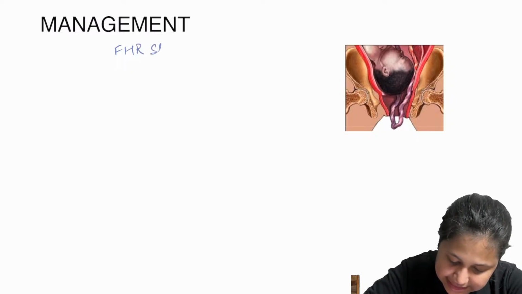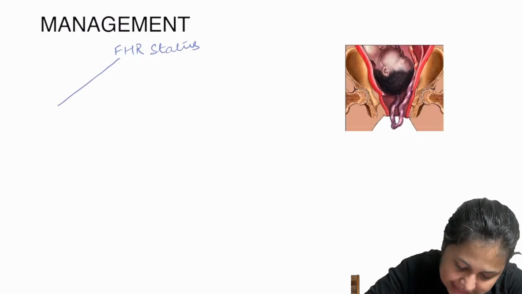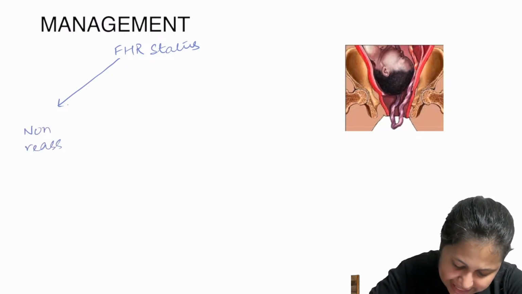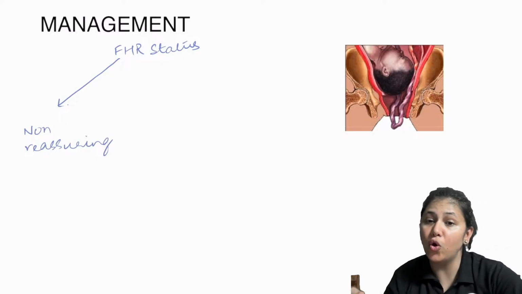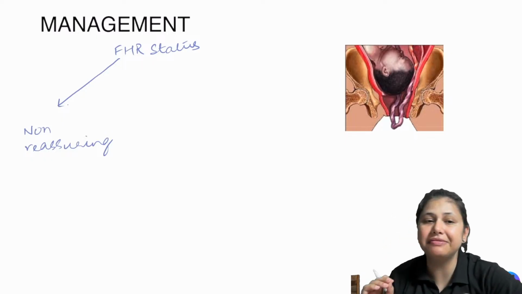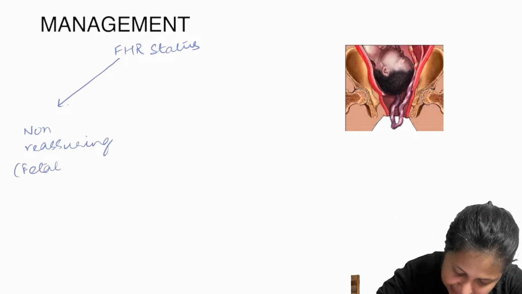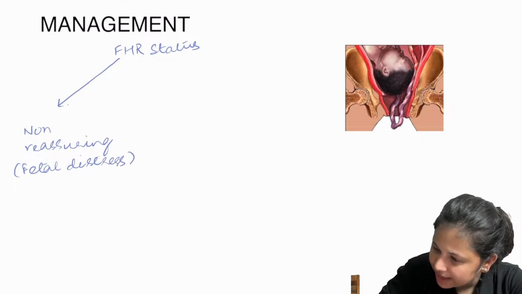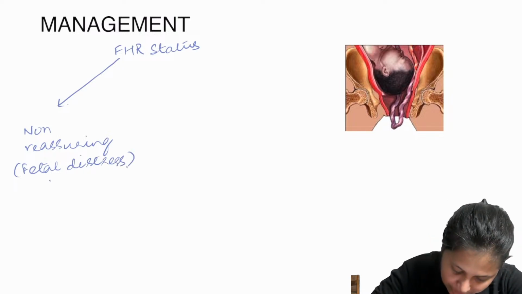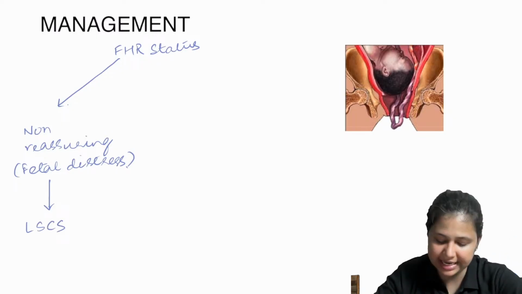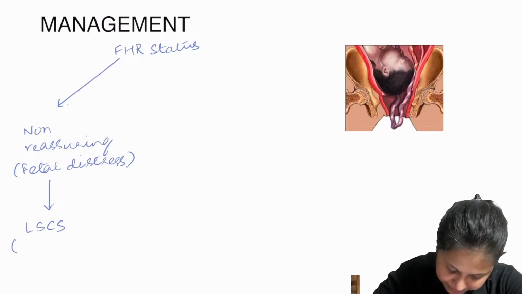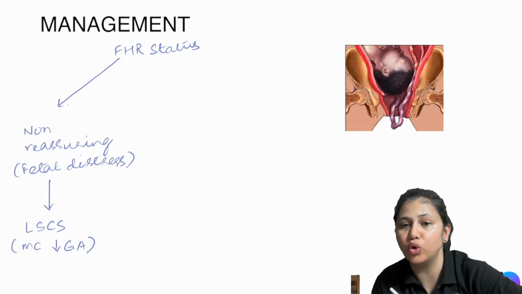fetal heart rate status. So fetal heart rate status can either be non-reassuring, which is more likely in the situation. So if the fetal heart rate is non-reassuring, which means there is fetal distress, in that case, what will we do? We will do a cesarean section. And we will likely do it under general anesthesia if the fetal heart is non-reassuring.